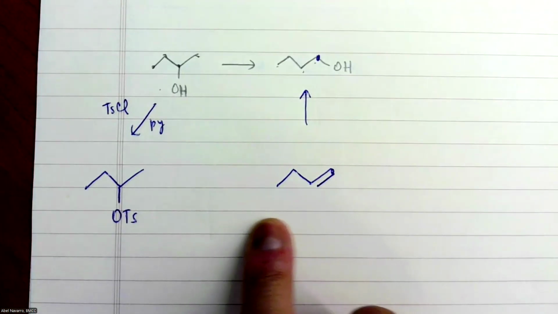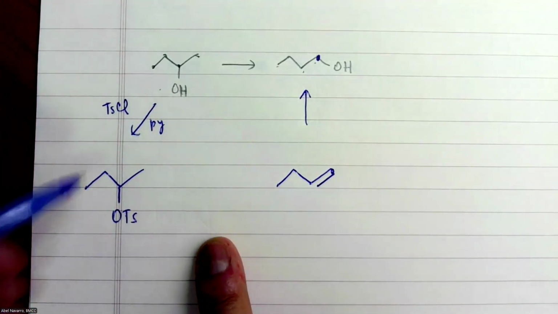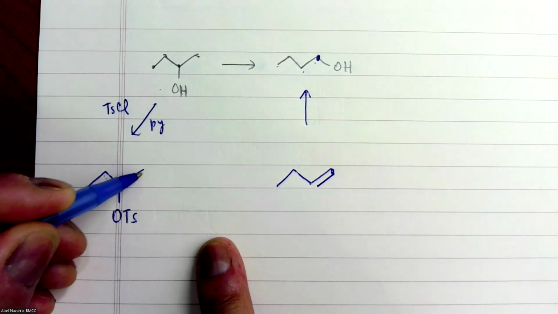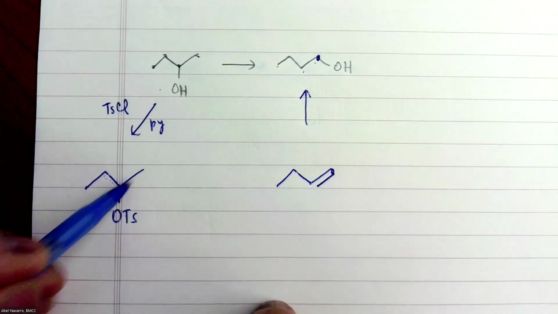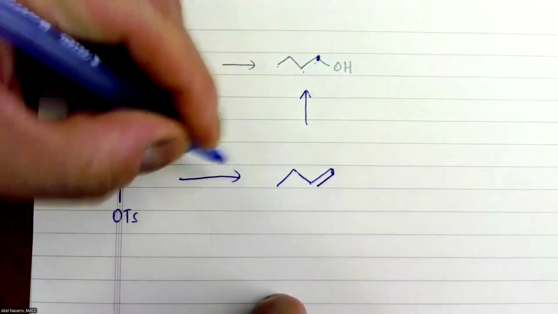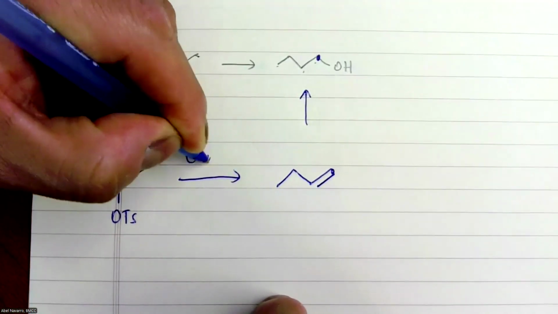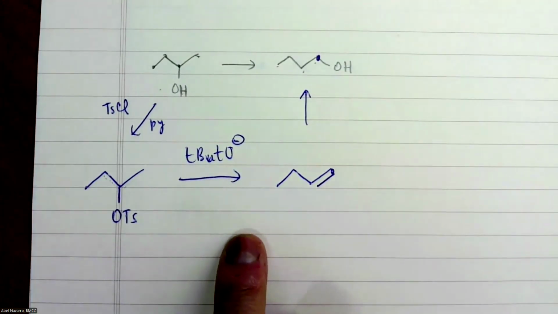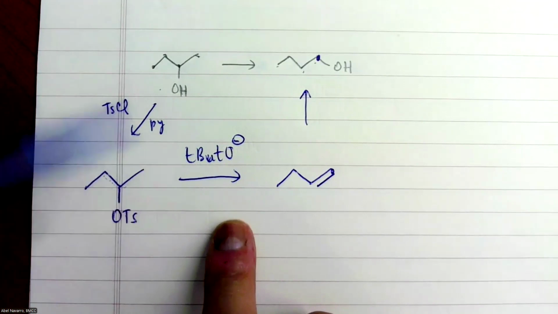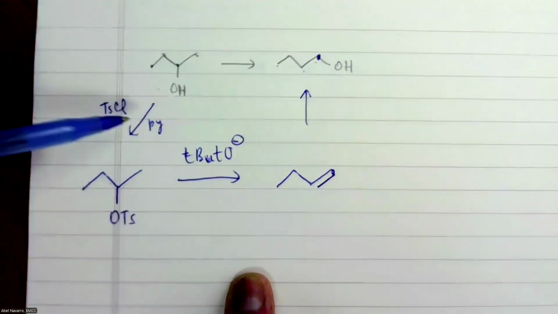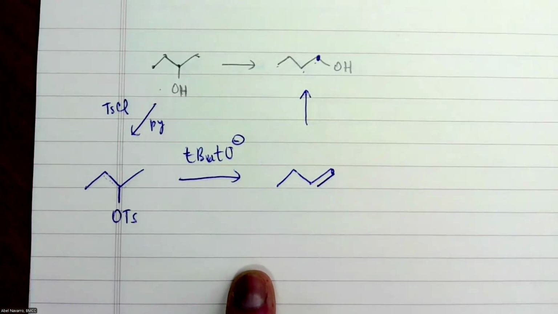Now, that good leaving group can be eliminated. It can be eliminated Zaitsev or it can be eliminated Hofmann. In this case, I wanted Hofmann. Right? Hofmann is the least substituted. So I'm going to use a particular base which is called tert-butoxide. Once again, sometimes I write potassium tert-butoxide or I just write plain tert-butoxide. So how many steps? 1, 2, 3 steps for this synthesis.